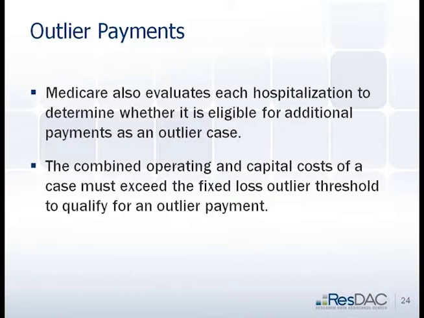consider a case that was really extensive or had a lot of resources, and they might be eligible for additional payments as an outlier case. These outliers, you can still get operating and capital costs, but it must exceed a fixed loss outlier threshold to qualify for an outlier payment. So maybe it was a really long stay or a lot of complications, so they had a lot of resource utilization. There's different ways to calculate that.